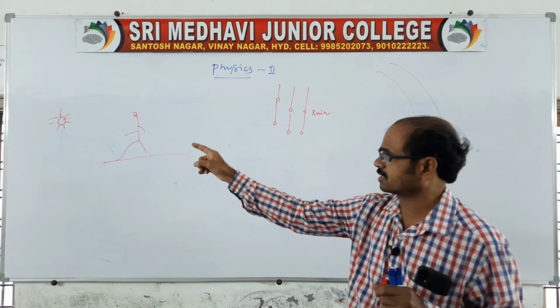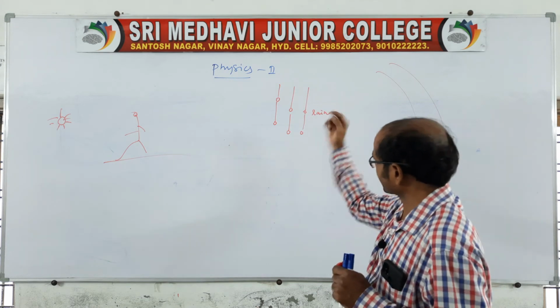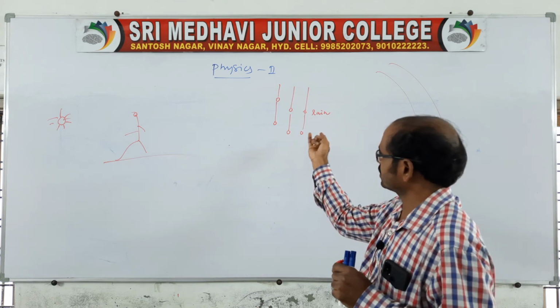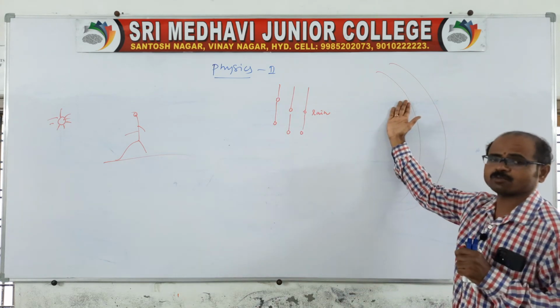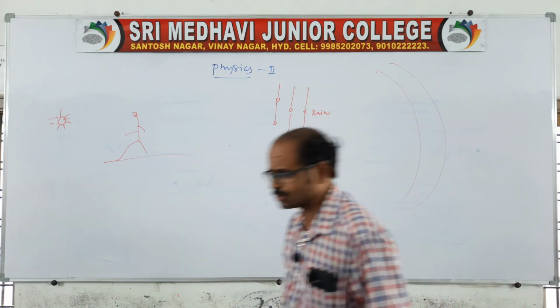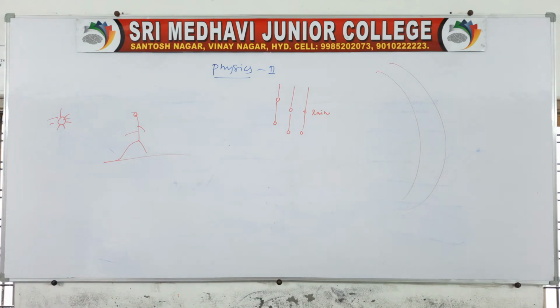One side should be sunshine, the other side should be rain, and in between the sun and rain, if the observer is there, then we can see the rainbow like this. And coming to the point, in this rainbow we actually have two types of rainbows: one is a primary rainbow, and another is a secondary rainbow.